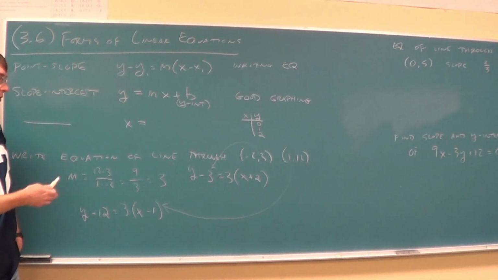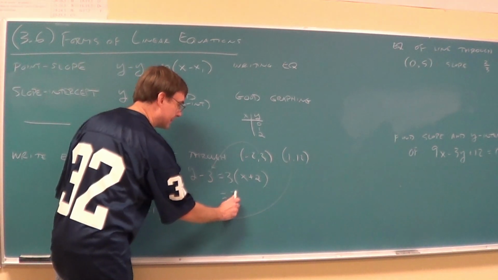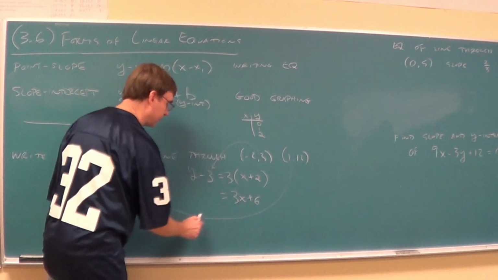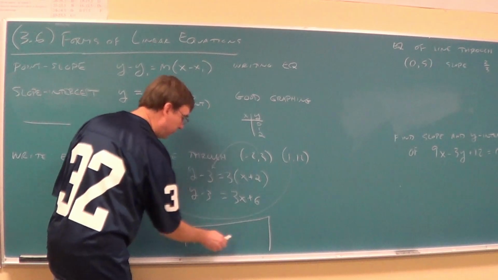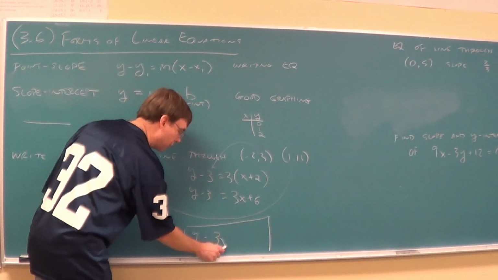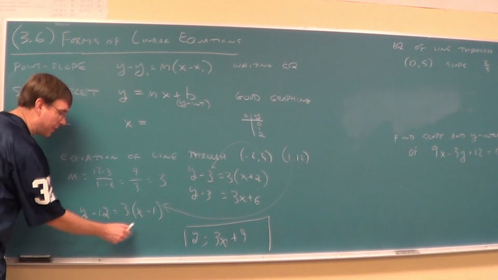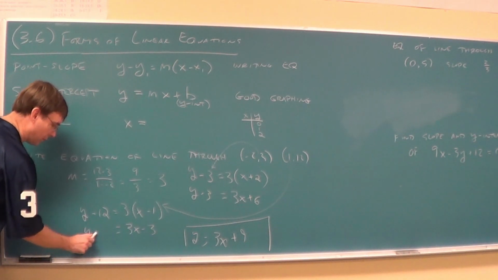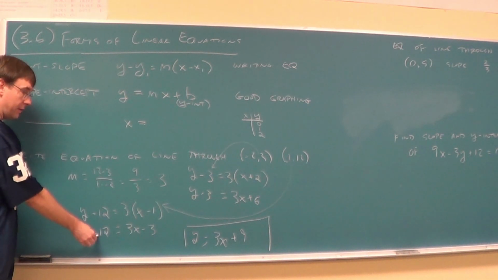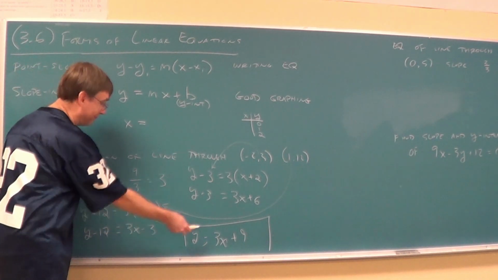In either case, what would we have to do to finish this? First we distribute. So if we distribute here, that's 3x plus 6. We'd like to get the y completely alone, so add the 3. So 3x plus 9. If we tried to follow this path, the distribute would get 3x minus 3. To get rid of the 12, add 12. If you add 12 to negative 3, 9. It's still the same thing.